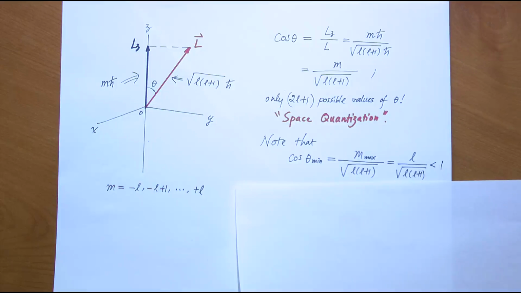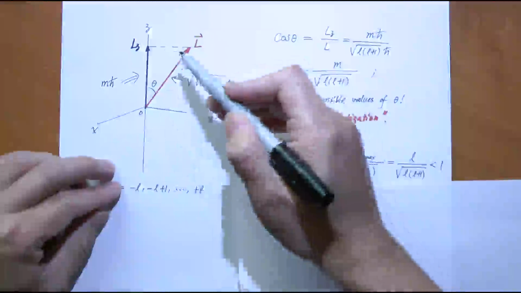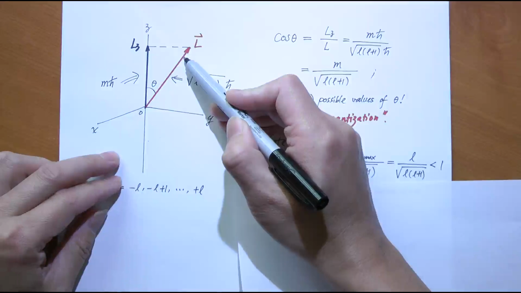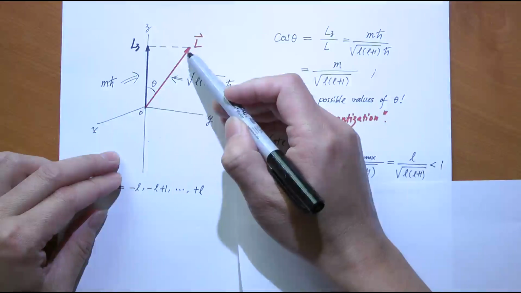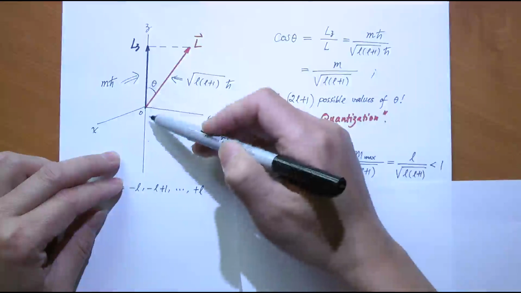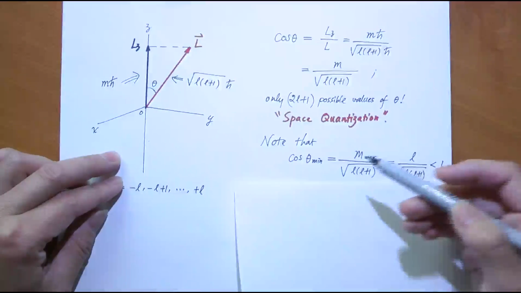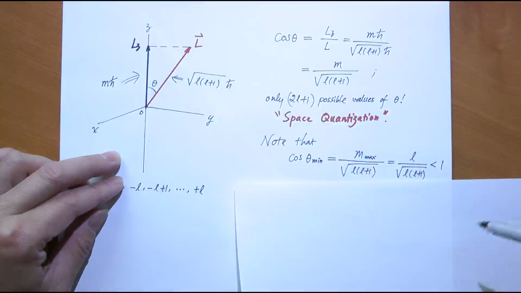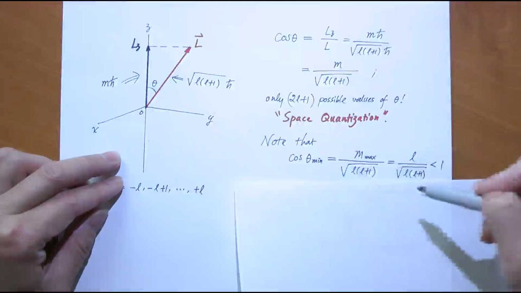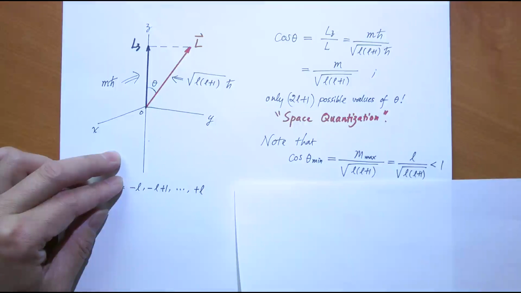But does it really carry any implicit message? Yes, it does. In the case of angular momentum, it tells me that it is impossible to put this entire angular momentum vector on a fixed z-axis, because this angle theta, even at the minimum value, is never equal to 1. And the cosine theta is never equal to 1, which means theta minimum is never equal to 0. It's less than 1, you see here.